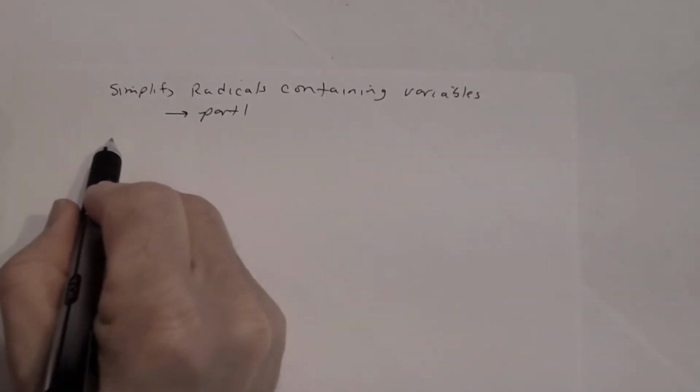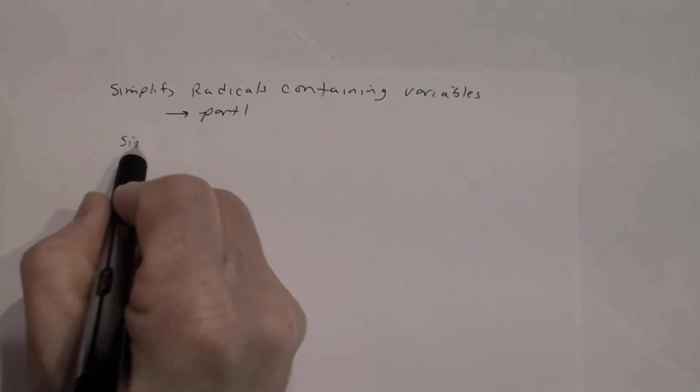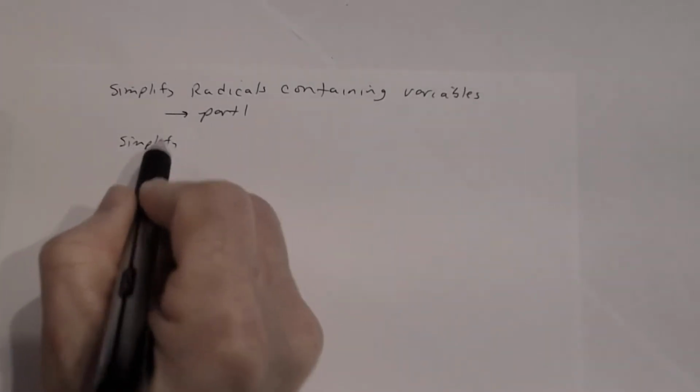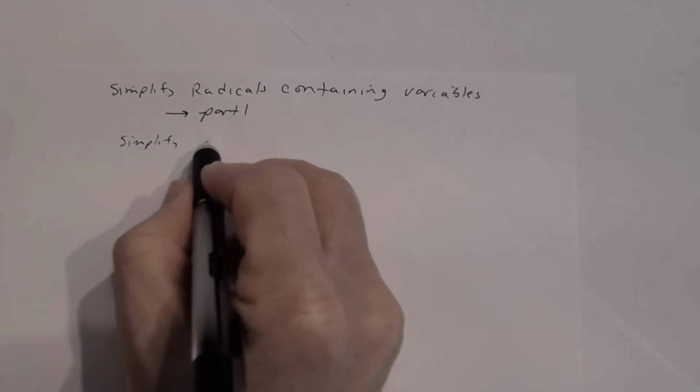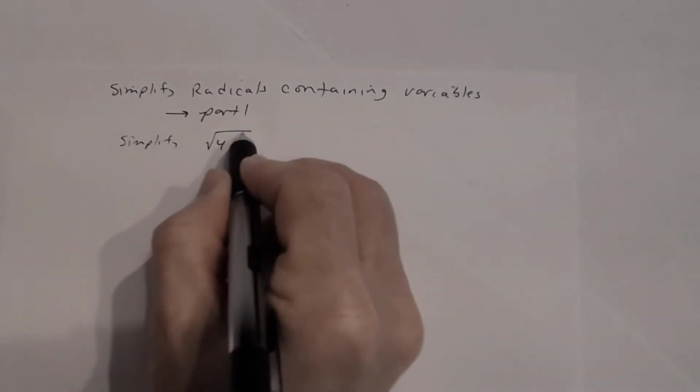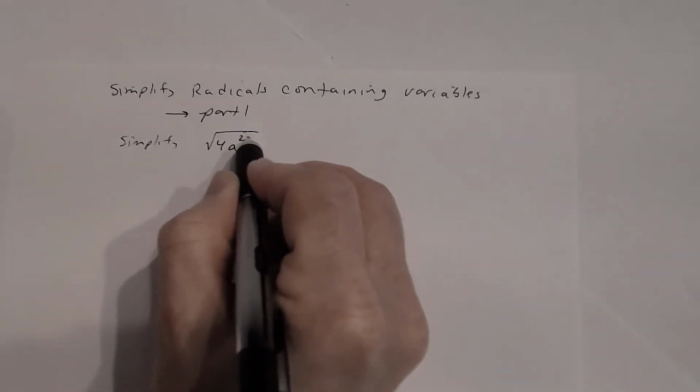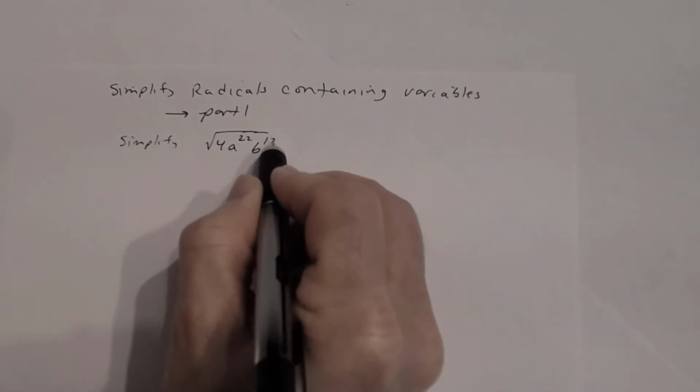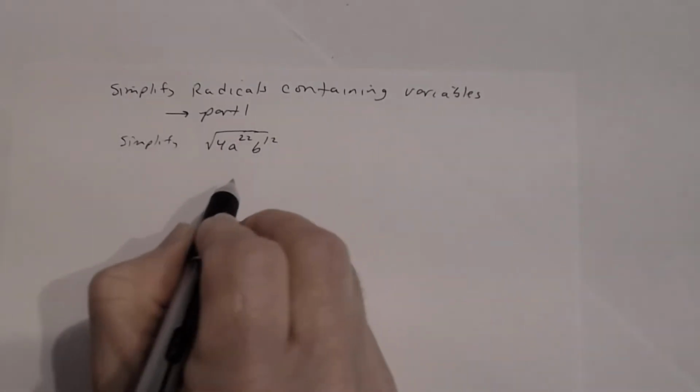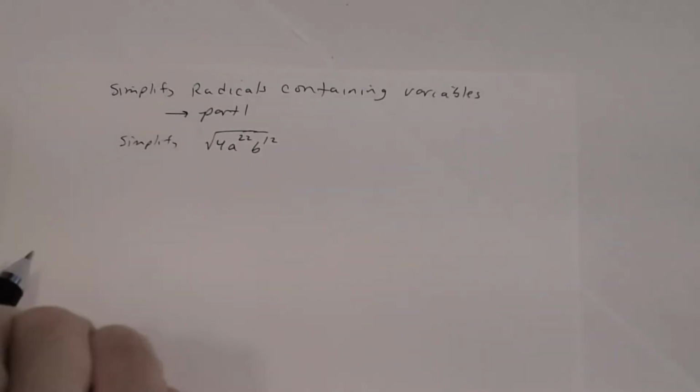In this lesson, we're going to learn how to simplify radicals containing variables in the radicand. So for example, during this lesson, you're going to learn how to simplify this radical expression, where we have the square root of 4a to the 22nd power b to the 12th power. So at some point in this lesson, you're going to learn how to do this, and you'll be able to do this.